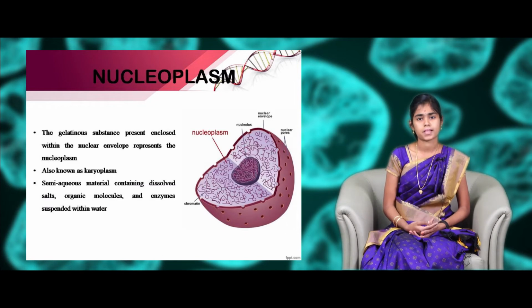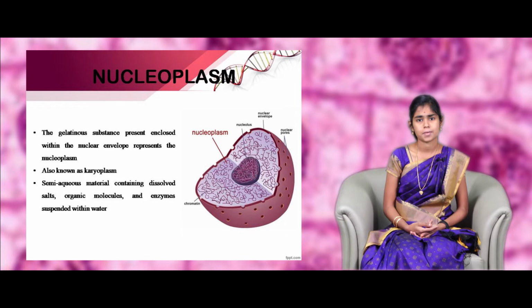Coming to nucleoplasm. It is also known as nucleus sap or karyoplasm, where all organelles are present. It plays a major role in transportation of ions and molecules inside the nucleus. It is a gelatinous substance that provides strength to the nucleoli and chromosomes. It is only present in eukaryotes, and also it consists of nucleolus, chromatin fibers, etc.